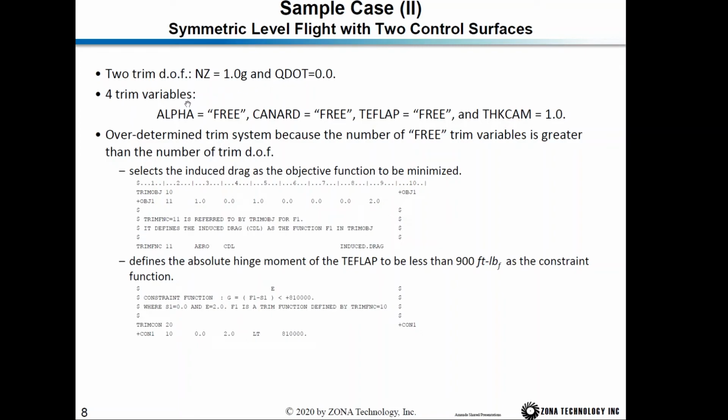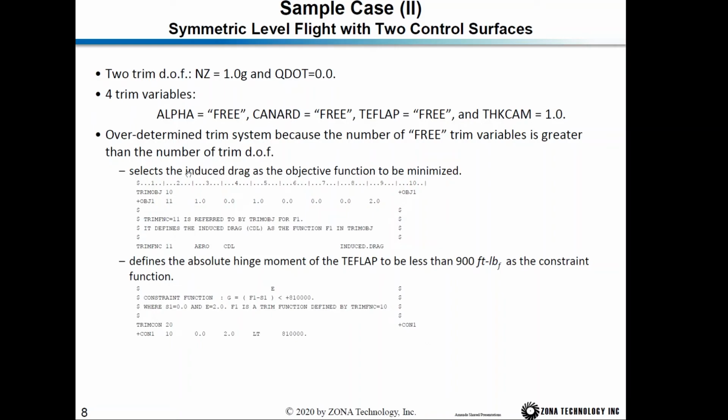And we define 4 trim variables: alpha equals 3, canard equals 3, trailing edge flap equals 3, and thickness camber equals 1. So we have 3 unknown trim variables. We only have 2 equations. So this is an overdetermined trim problem.